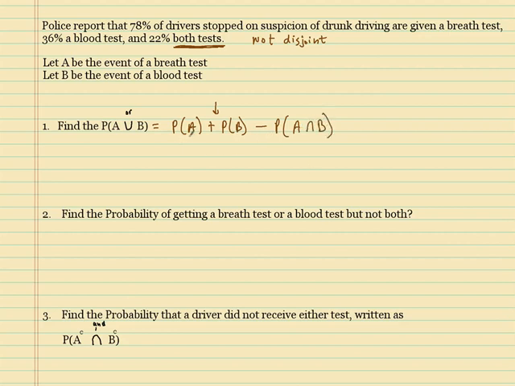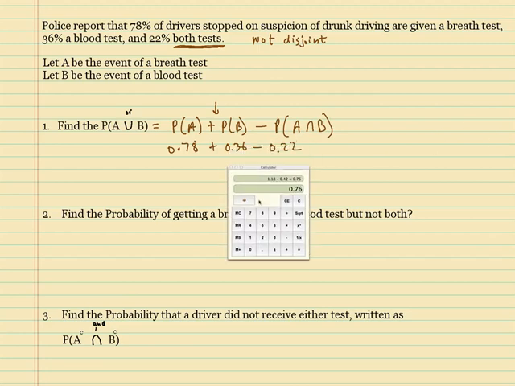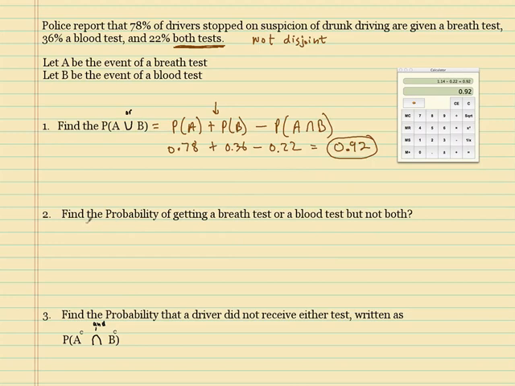The probability of A is 0.78. That would be a breath test. The probability of blood is 0.36, minus the probability of both, which is 0.22. So 0.78 plus 0.36 minus 0.22, and if I didn't make a mistake putting that in, you have a 92% chance of getting either test. So don't drink and drive. Now find the probability of getting a breath test or a blood test, but not both. One or the other, but not both.